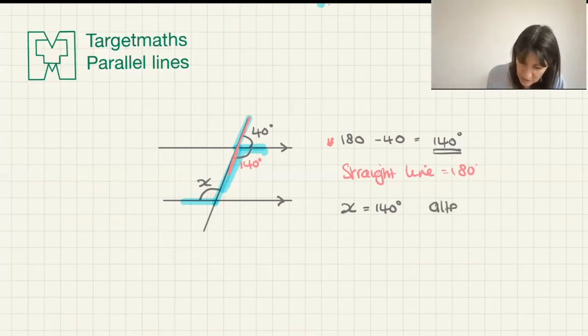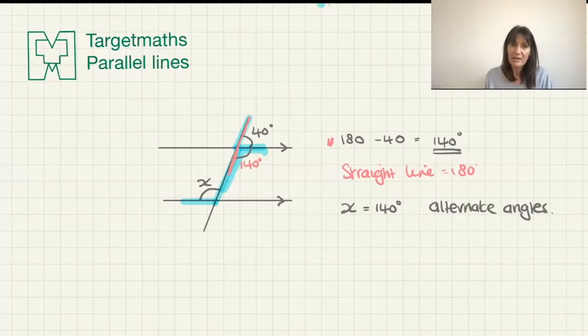So it's alternate angles. Now, one of the things about angles is that there really is more than one way to move around the diagram. That's just one way. It's not the right way. It's just one of two or three right ways.